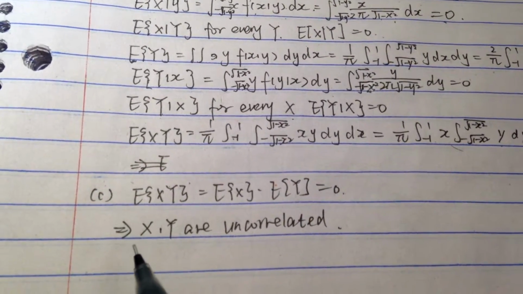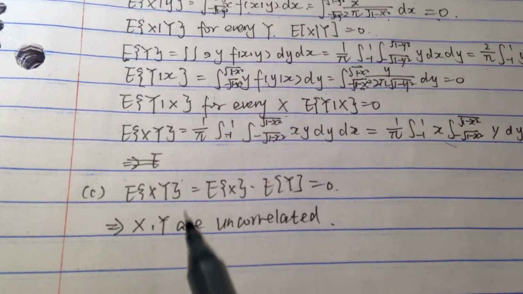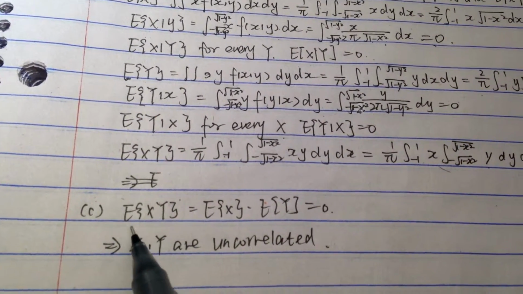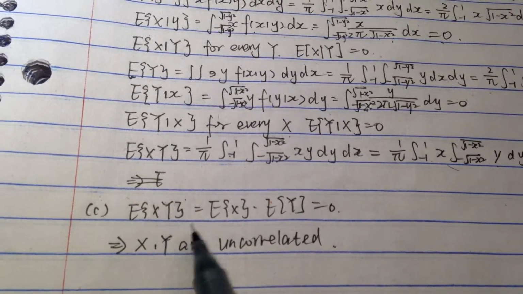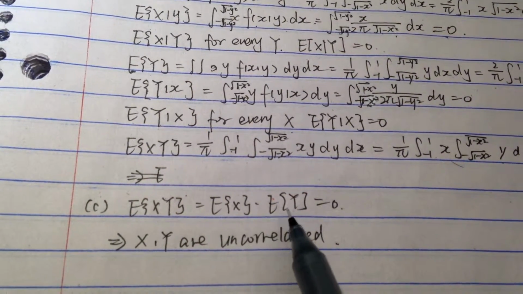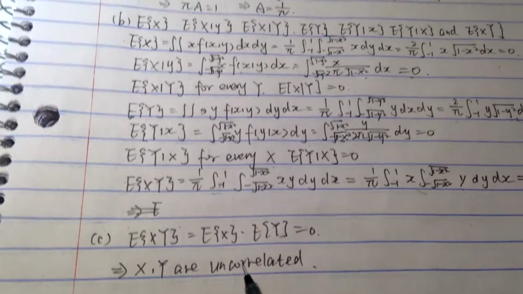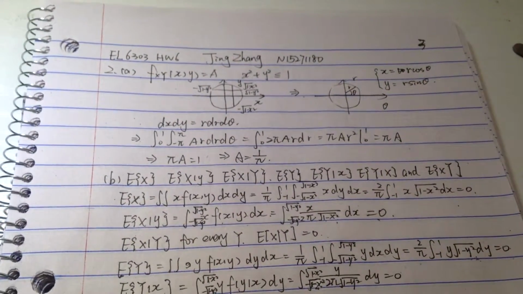Last question, to prove or disprove that X, Y are uncorrelated. From the last part, we already know E[XY] equals E[X] times E[Y], which equals 0. So we can get that X, Y are uncorrelated. So this is the second question.